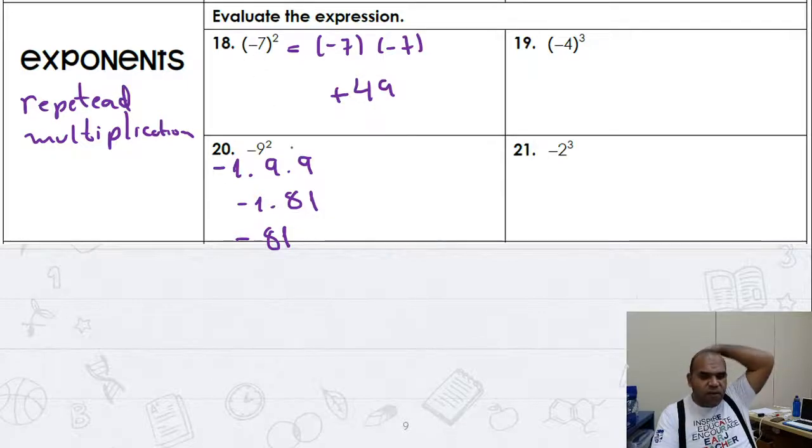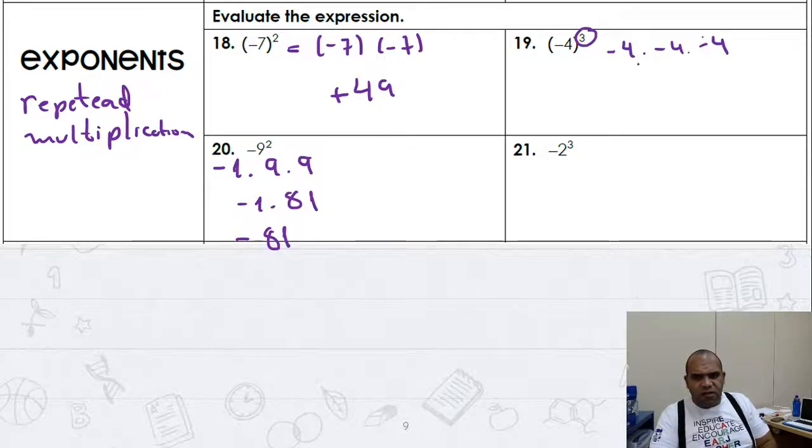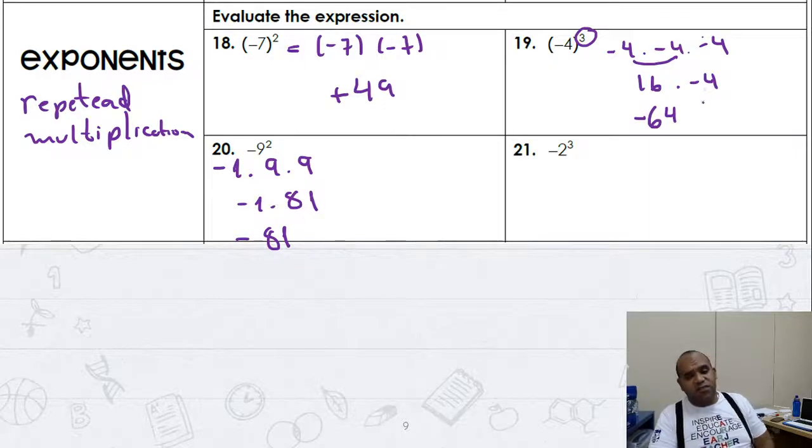It's very different. And here the same idea, repeating the number 3 times. Negative 4 times negative 4 times negative 4. Follow the order of operation. Negative 4 times negative 4 is 16 positive, times negative 4. 6 times 4 is 24, carry 2. 4 times 1 is 4, plus 2, 64. It is negative 64. Great.